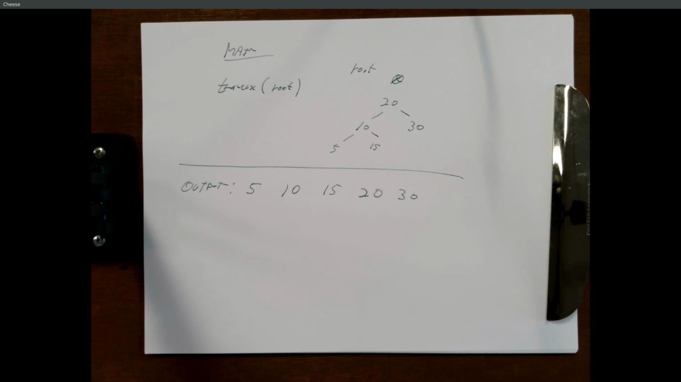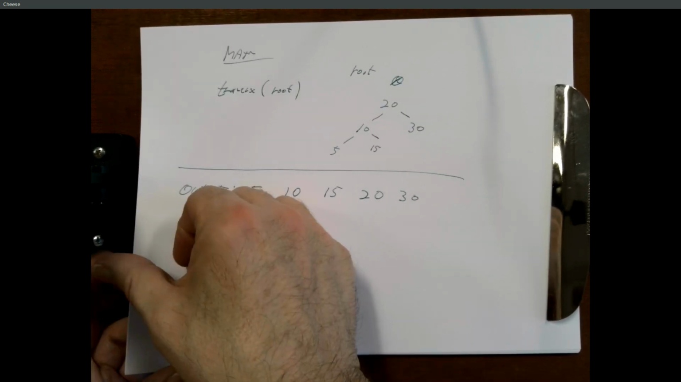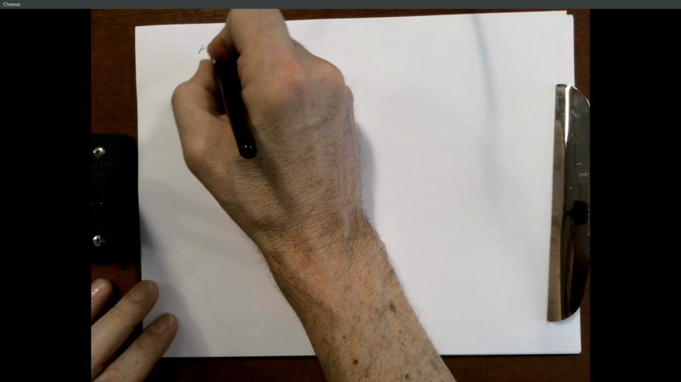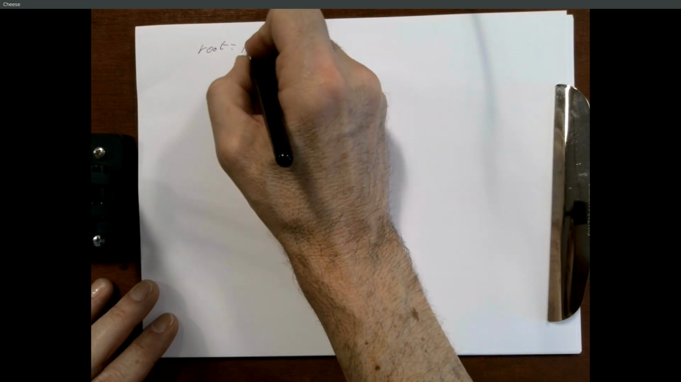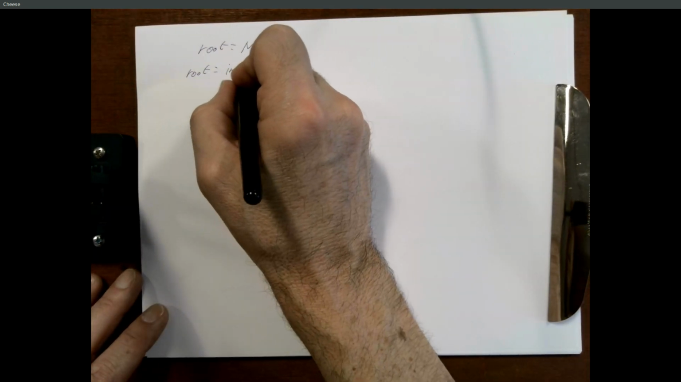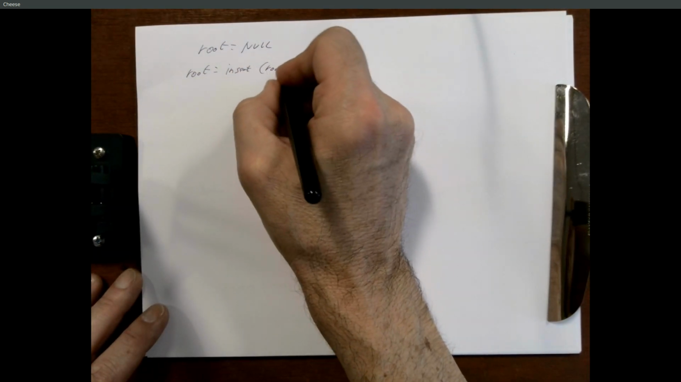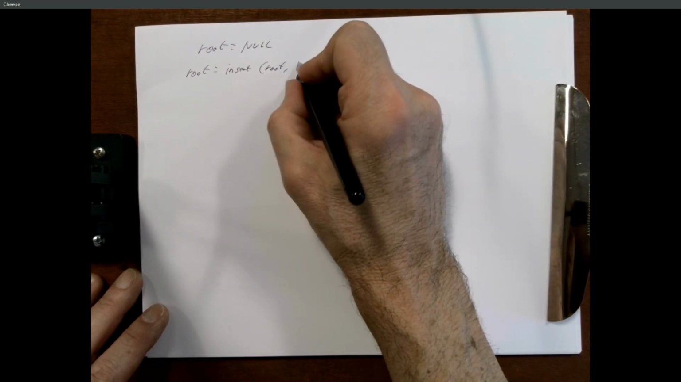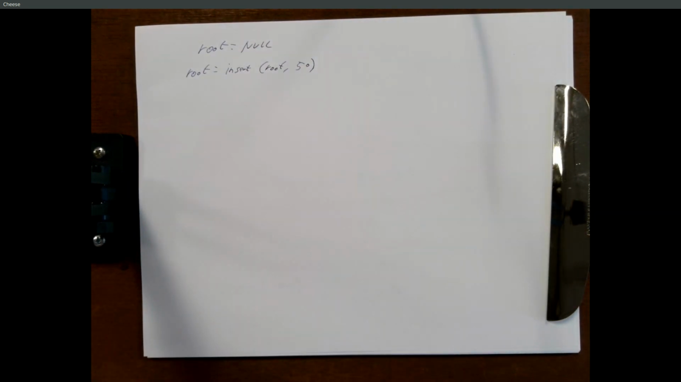All right, so let's look at doing insertions. Let's build a tree. Let's start off with root equals null. And let's say root equals, I think I called it insert, root, comma, let's insert a 50 into our empty tree.